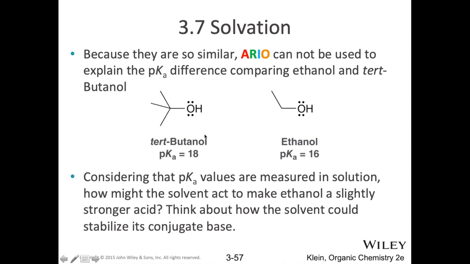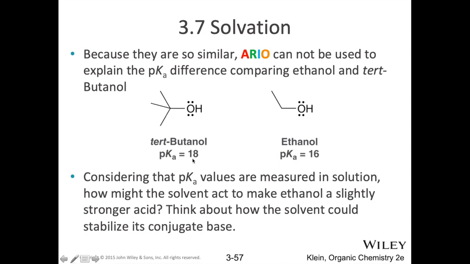So a good example here is with tert-butanol and ethanol. Okay, both of these are alcohols. They have their proton on an oxygen, so that uses up the A in ARIO. There's no resonance structures here, so that takes care of R. There's no inductive effect, so that takes care of I. And the oxygen's sp3 hybridized, so O is not a tiebreaker. So why does ethanol have a lower pKa than tert-butanol?